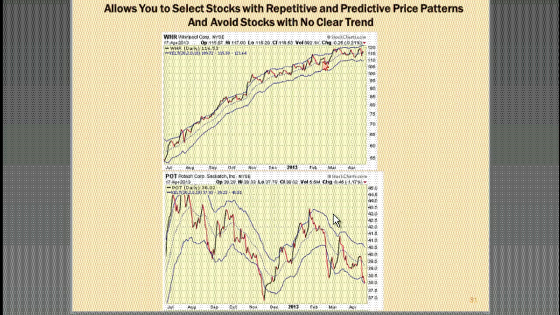There's one more example. This is Whirlpool. I've owned this for a long time. Very repetitive price pattern, and the lower chart is Potash. So that's another useful tool for these Keltner channels.